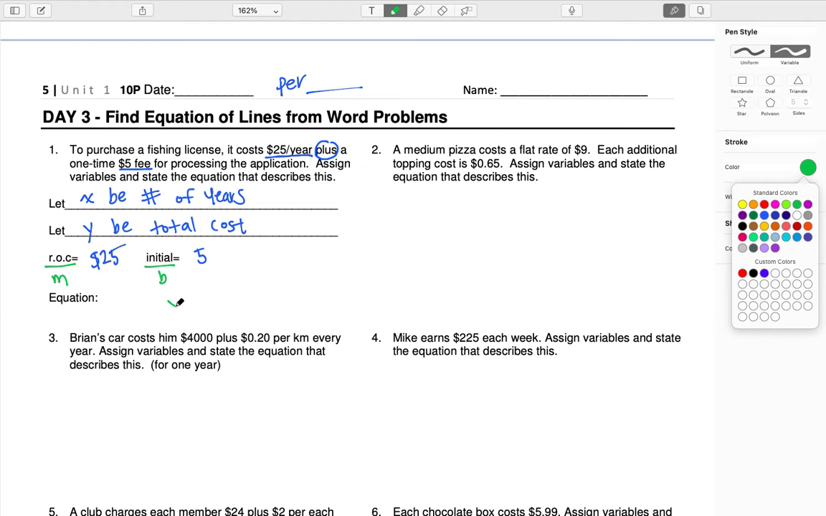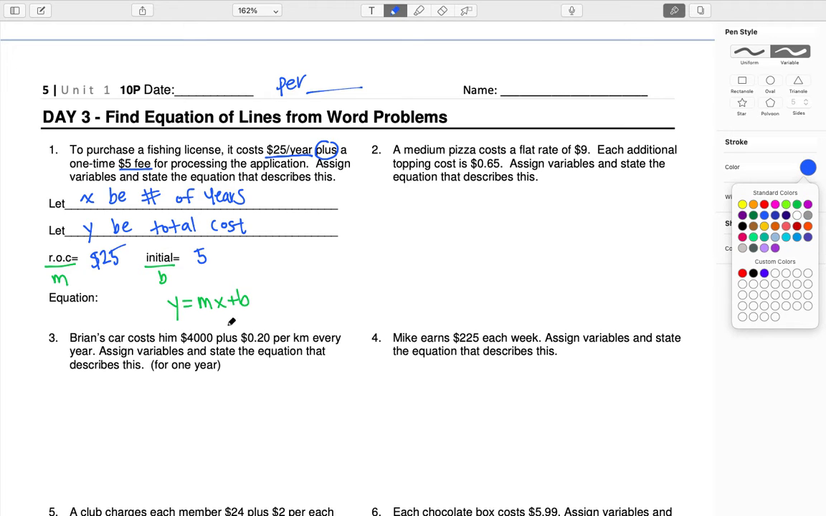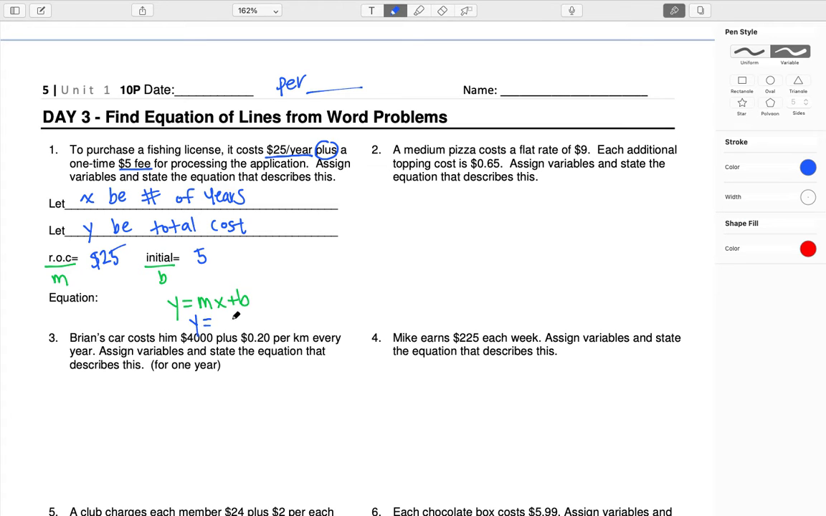So now that we know y is equal to mx plus b, all we need to do is plug in the numbers. So y is equal to 25x plus 5. And that is the equation for this statement.